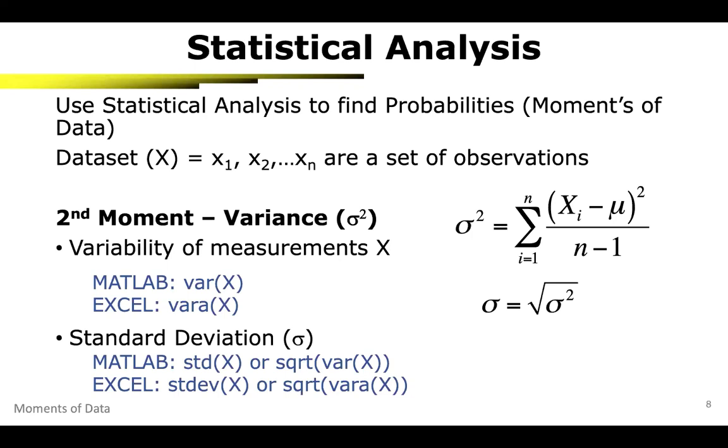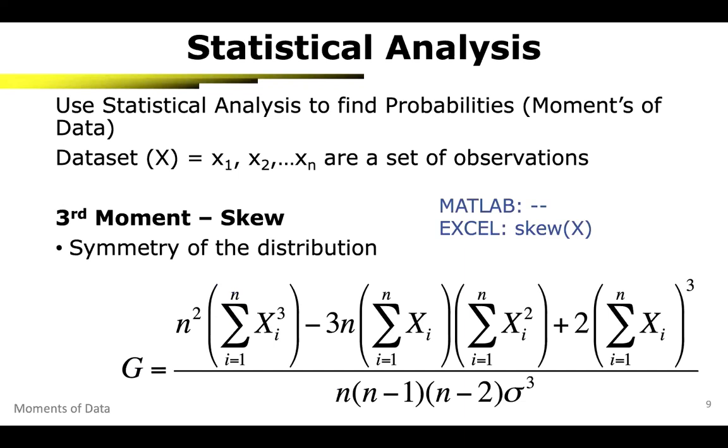We do have a third moment of data set, and that's called skew. And that's just a measurement of the symmetry of the distribution. So again, if you're skewing left or skewing right, given some mean value, I provide the equation here for you to calculate. In MATLAB, there is a parameter called skewness, but skewness actually does not calculate skew. So that's why I provided the equation here. And in Excel, you can calculate this G, or third moment skew, using skew of X.